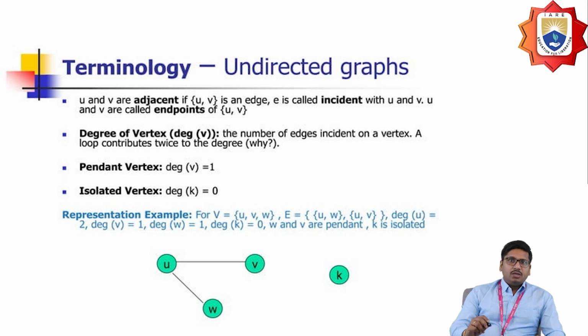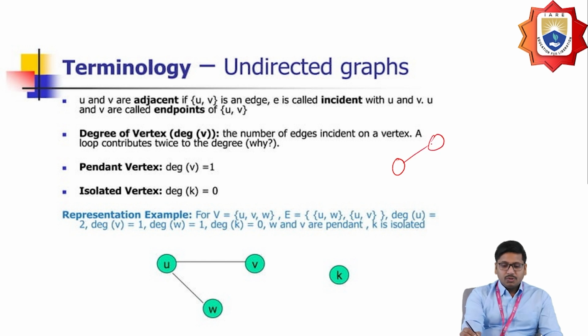Whenever the degree of the vertex is 1, we call it a pendant vertex. And whenever the degree of the vertex is equal to 0, that means no edges, then it is an isolated vertex here. The degree of the vertex is the number of edges that are incident on the vertex, and a loop contributes twice to the degree.